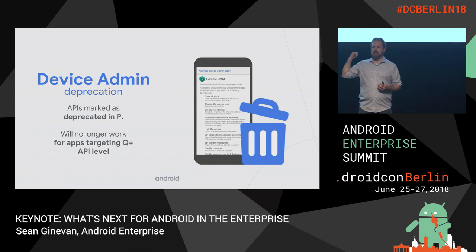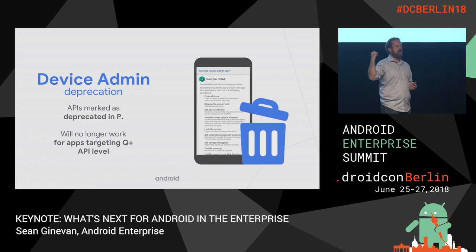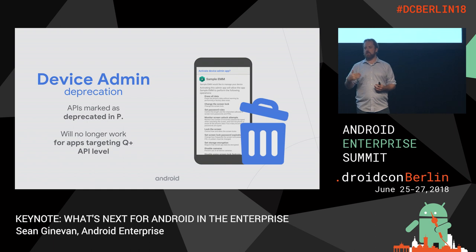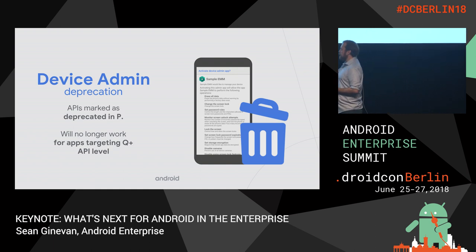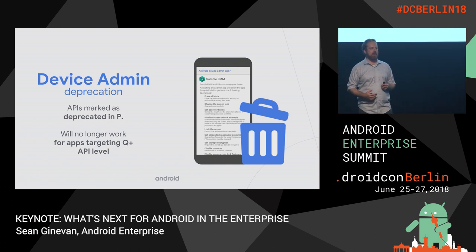But realize that in Android P, we're going to go through and deprecate these tool sets, and in Android Q, they're going away entirely. So in Android P, we're telling you and we'll flag an exception. In Android Q, they just won't work. So this is one of those things where we're trying to give you a couple years of a head start to realize that this is coming, but this is a fundamental change that we're making in the platform, and we really want you to harmonize around the work we're doing around Android management and move away from device admin.